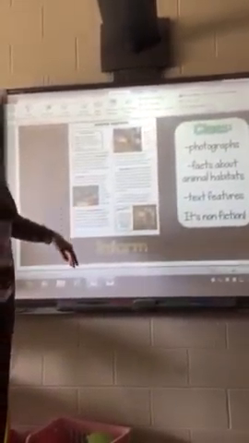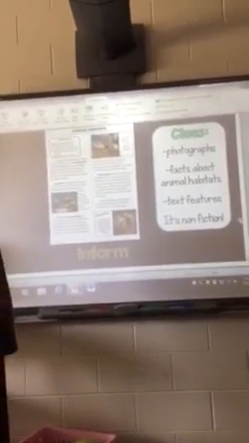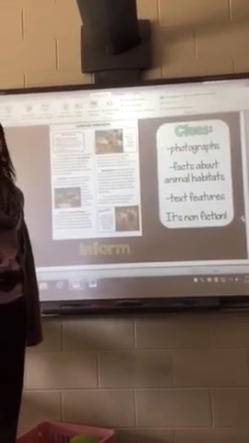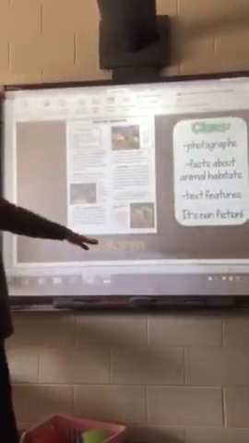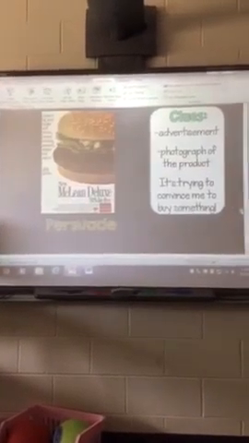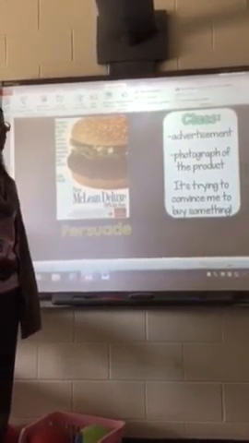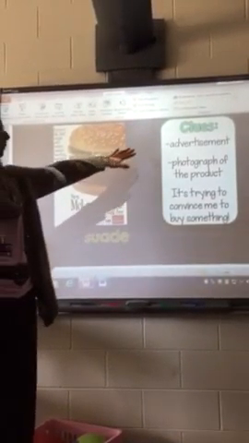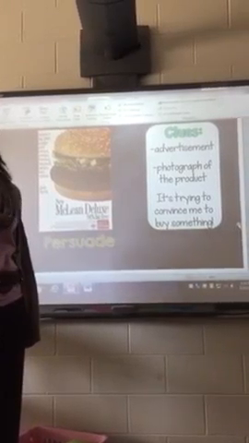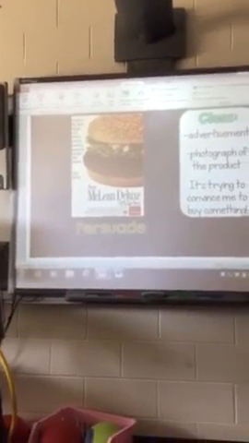To inform. This is an animal habitat sheet. We can see photographs, facts about animal habitats, text features, and it's nonfiction. Those are our clues for informational. Persuasive. When an author wants to persuade us to do something, he will write an advertisement and include a photograph of the product. It's trying to convince you to do something.